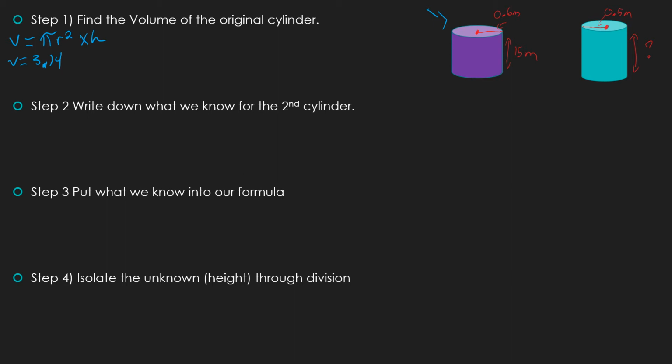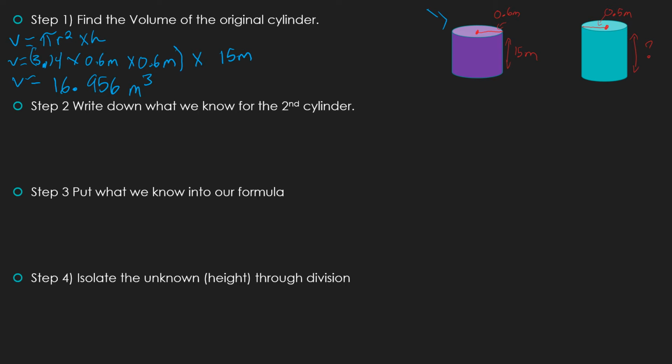Someone doesn't have that button, but if you do have it, please use that because you get a more exact answer. Our radius is 0.6 meters, and squared means we're going to times it again by itself, 0.6 meters, and multiplied by our height, which is 15 meters. If we multiply all of this together, our area of our circle times it by 15 meters, which is our height, we get an answer of 16.956 meters cubed. So now we know the volume of our original cylinder.